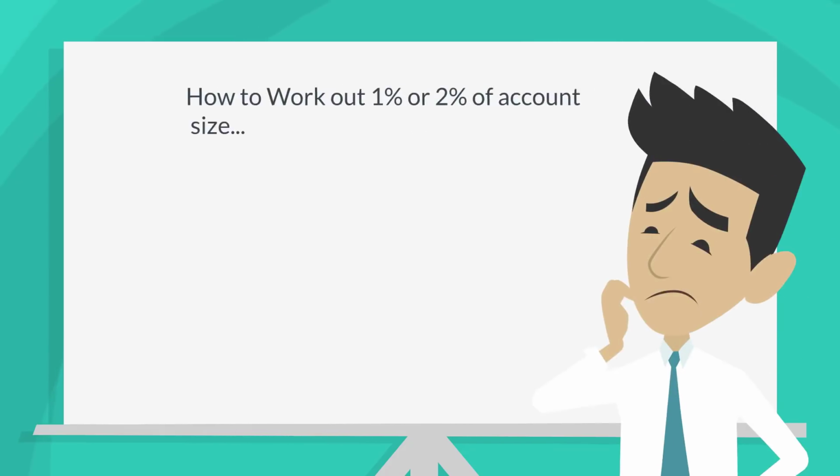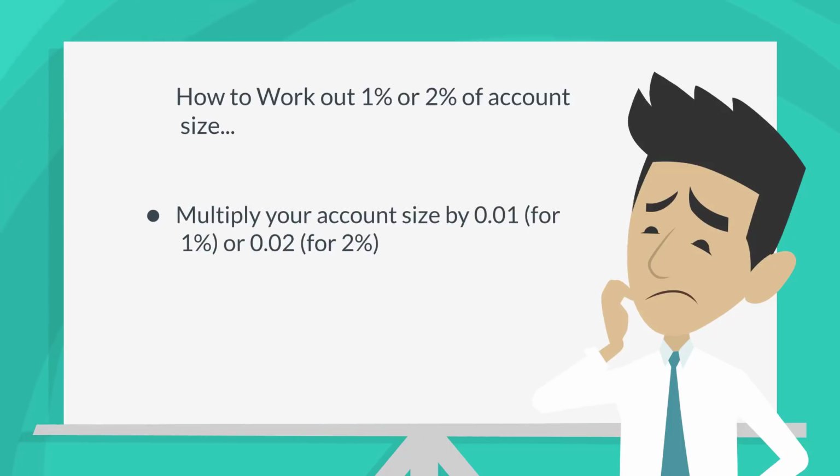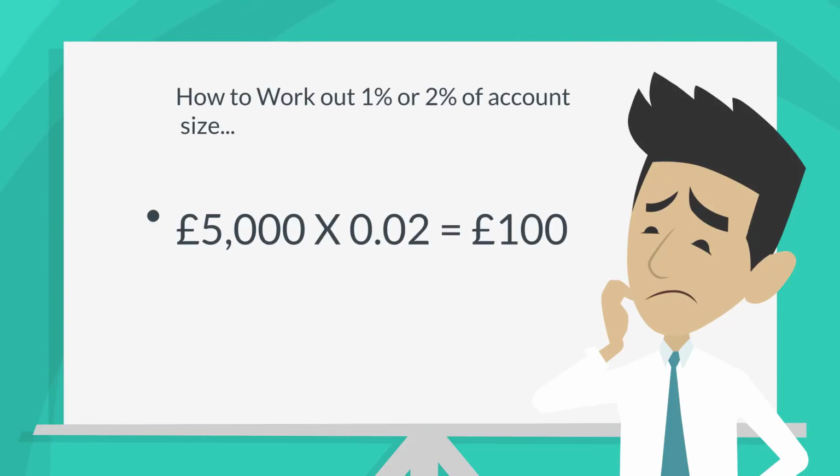How to work out 1% or 2% of account size. Multiply your account size by 0.01 for 1% or 0.02 for 2%. So, £5,000 account times 0.02 gives us £100, which would be a 2% risk on the £5,000 account. £3,000 account times 0.01 equals £30, which is 1% of the £3,000 account.